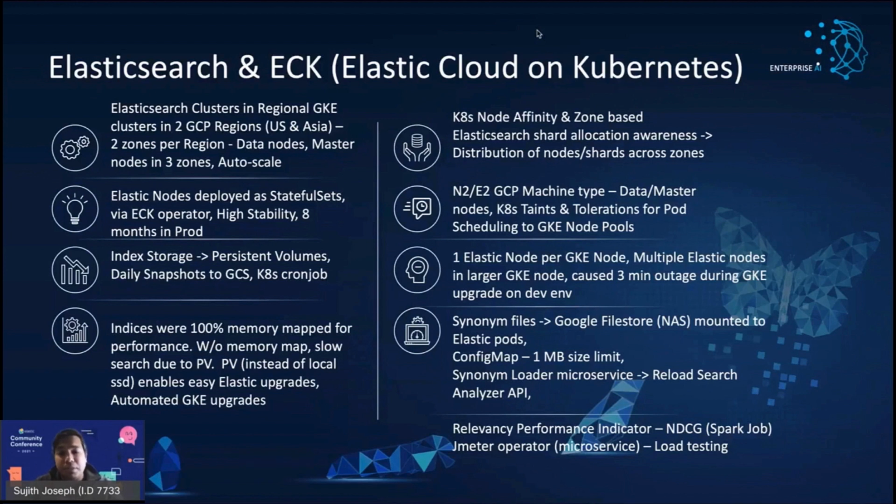We measure Cisco outcome search relevancy using a relevancy performance indicator tool, which essentially measures relevancy using a DCG algorithm. It is running as a Spark job. For load testing Elasticsearch, we use JMeter operator, essentially JMeter running as a microservice within our cluster.